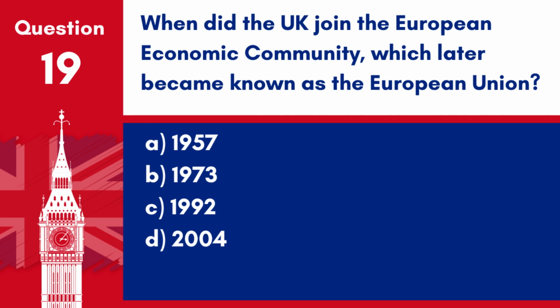Question 19. When did the UK join the European Economic Community, which later became known as the European Union? A. 1957. B. 1973. C. 1992. D. 2004. Answer. B. 1973. The UK joined the European Economic Community, the precursor to the European Union, in 1973.